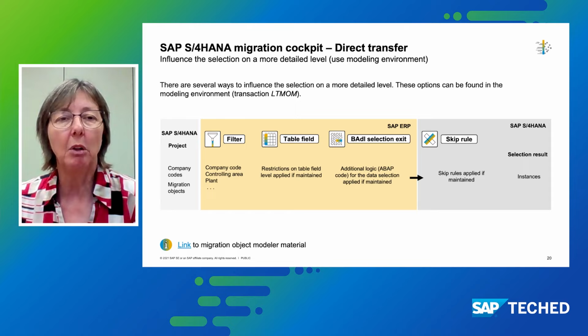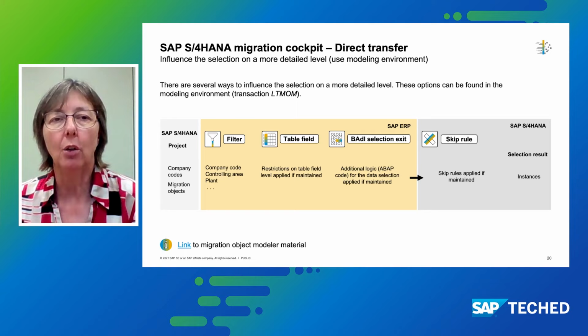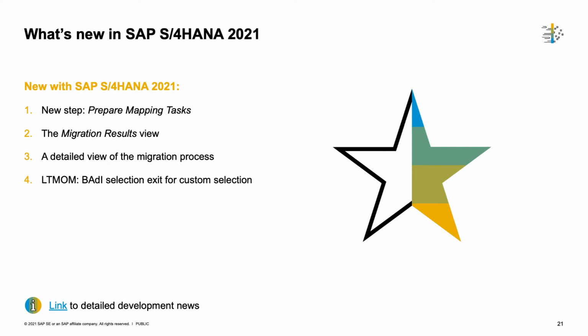You can use a body selection exit, where you can even use your own ABAP coding to influence the selection. And there is the so-called skip rule, which enables you to skip dedicated records which have already been selected into the cockpit.